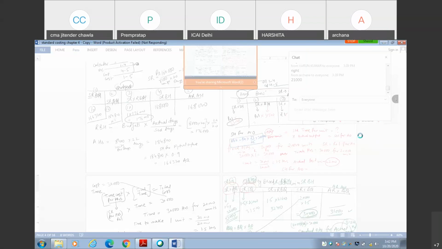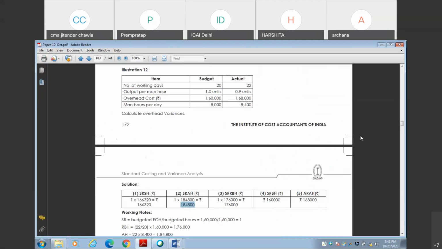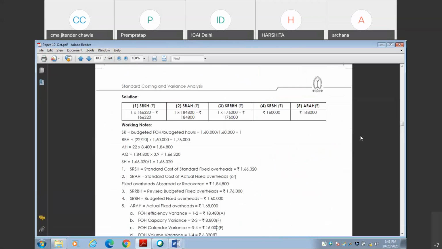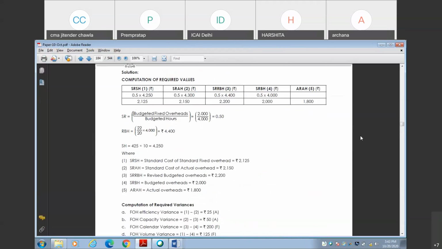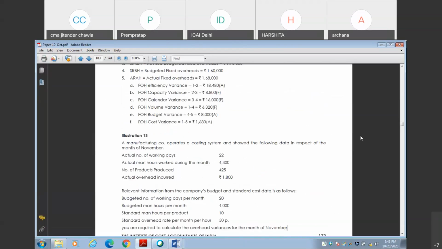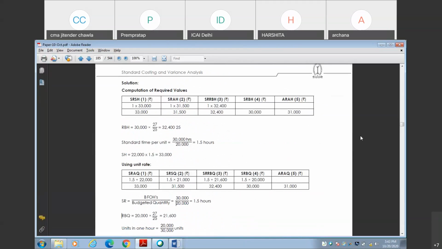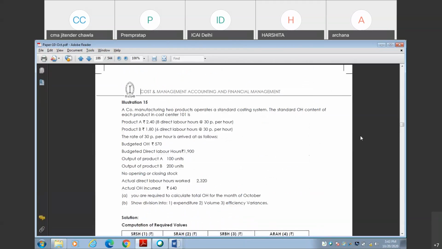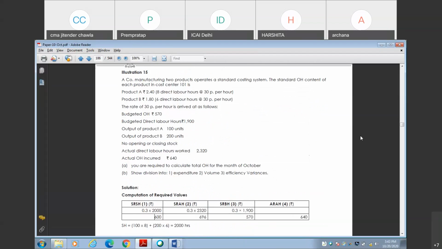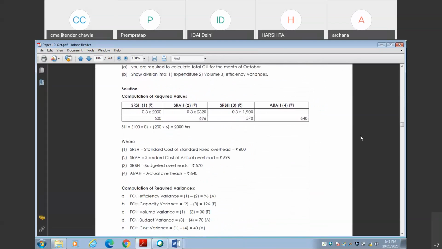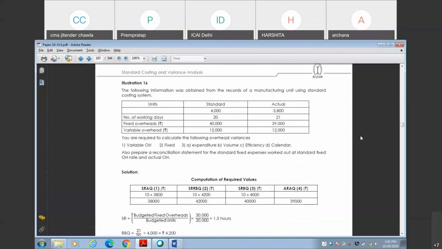Illustration 15 we have already done. Fourteen we have done right now, I think so. 15 we have done earlier. Shall we do illustration 16?